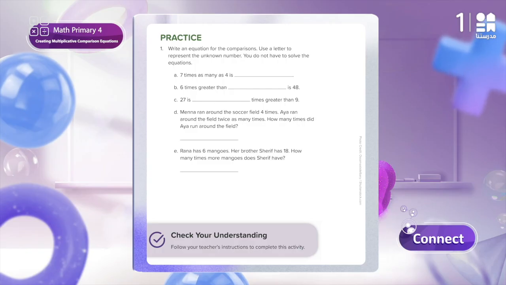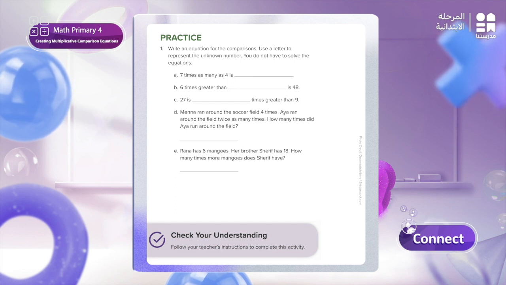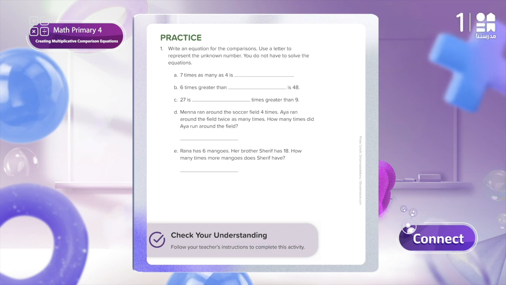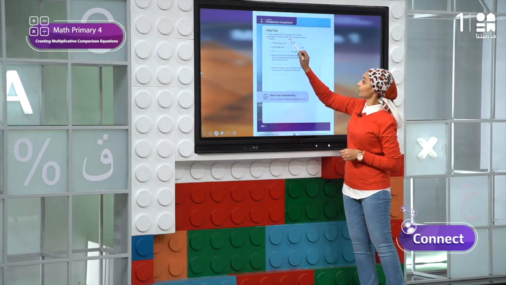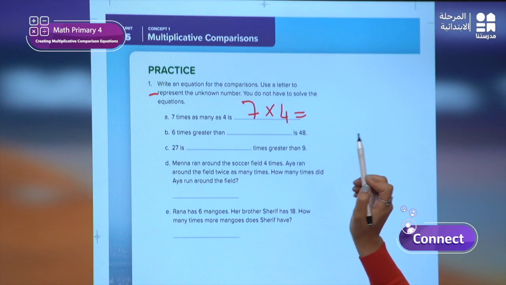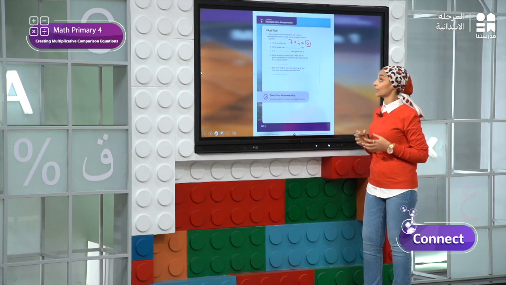We have 5 sentences and we are asked to write equations. I am asked to write equations that express these sentences. Let's see problem number 1. We are asked to write an equation that expresses 7 times as many as 4 is what? It is exactly like saying 7 times 4 equals what? The unknown number I will write as A. Okay? So my equation is 7 times 4 equals A.